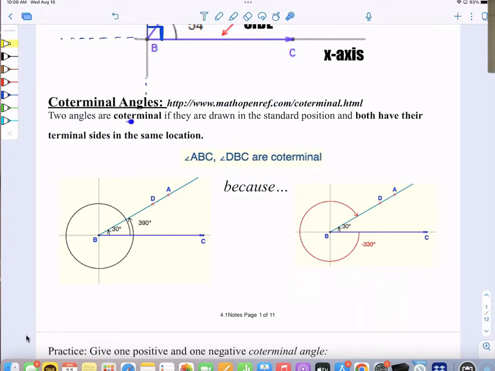Two angles are coterminal if they are drawn in the standard position, which is what we've been dealing with, right? Standard position, and both have their terminal sides in the same location. Okay, so take a look at these first.